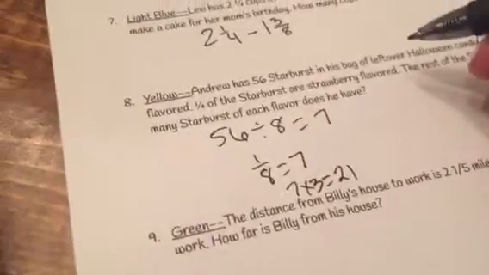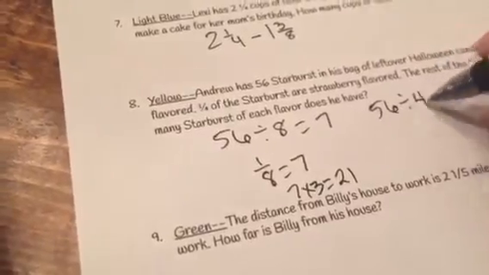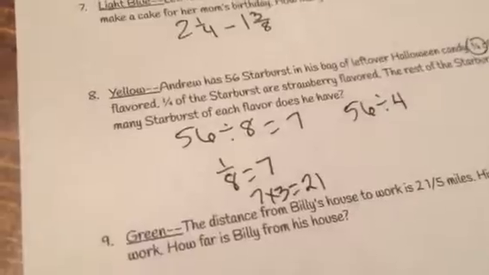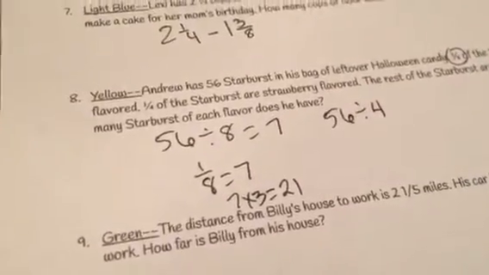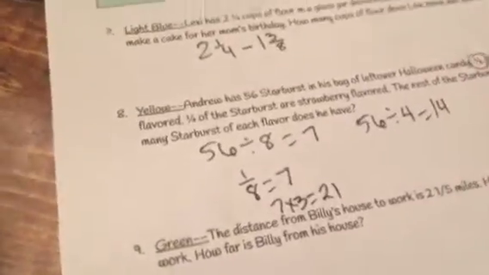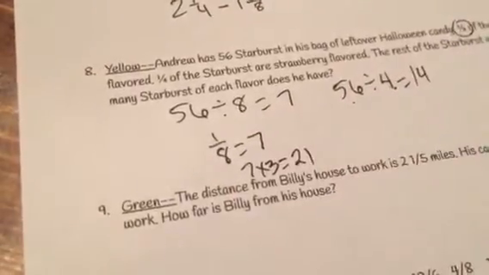And then a fourth of the Starburst are strawberry. So 56 divided by 4. I didn't think this out. Let me do it over here on my scratch paper real quick. Let's see. 4, 16, 14. So a fourth, when I split 56 into 4 groups, is 14.